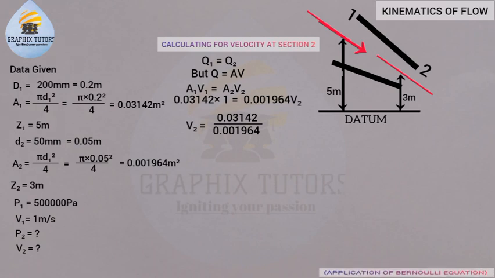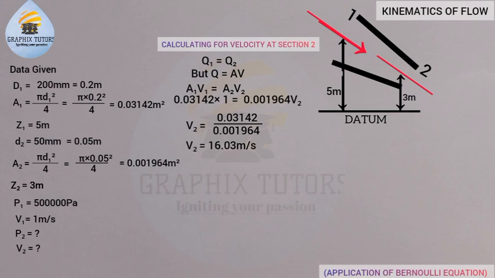So we'll now say that the velocity at section 2 will be equal to, when you divide these two values here, you'll be having your answer to be 16.03 meter per second. Is that okay now? 16.03 meter per second. So V2 will now be equal to 16.03 meter per second. So we've gotten our value for V2.